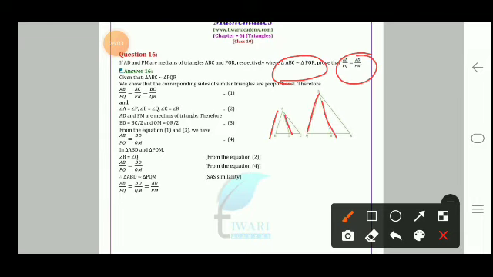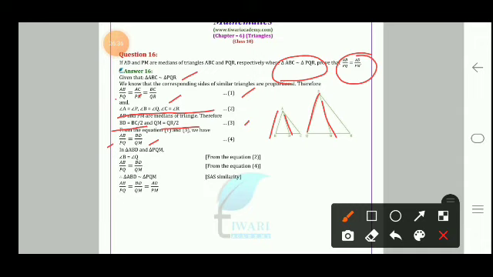Given that the triangles are similar, we can say that AB upon PQ is equal to AC upon PR is equal to BC upon QR, and angle A is equal to angle P, angle B is equal to angle Q, and angle C is equal to angle R. Since the medians divide the sides into two equal parts, BD is equal to BC upon 2 and QM is equal to QR upon 2. So from equations first and third we can write AB upon PQ is equal to BD upon QM.